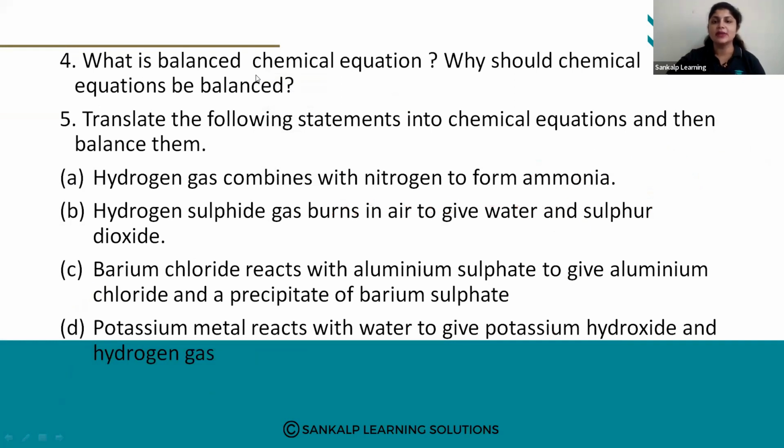What is a balanced chemical equation? Why should chemical equations be balanced? Okay, so this is the question. The answer is: a balanced equation is one in which the number of different atoms on both the reactant and product sides are equal. So a balanced chemical equation means the number of atoms on both sides, the reactants and the products, are equal.